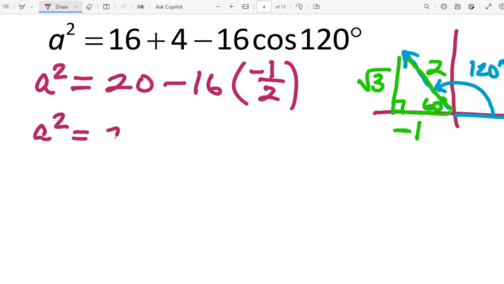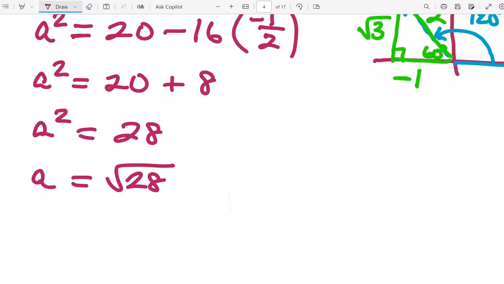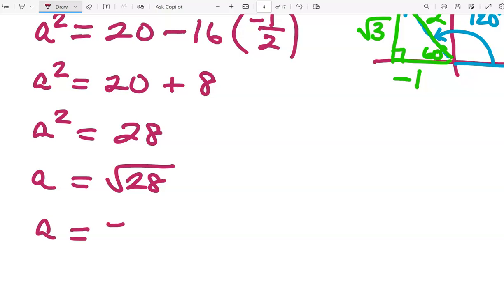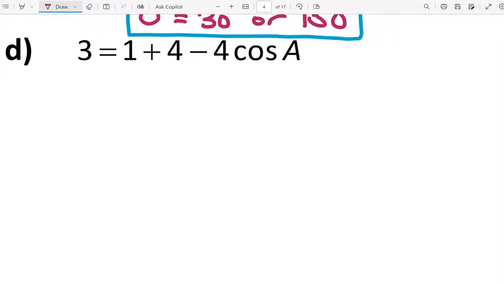So now we just need to do some multiplication. Negative 16 times negative 1/2 is positive 8. And so a squared is equal to 28, which means that a is the square root of 28, or in simplified form 2 times the square root of 7. Notice that we're only picking the positive side length because, very much like our consideration of angles, we are considering sides in a triangle, not sides in reference triangles that we're drawing. So we're not talking about directed sides, we're just talking about lengths of sides. All right, let's check out another situation with law of cosines.